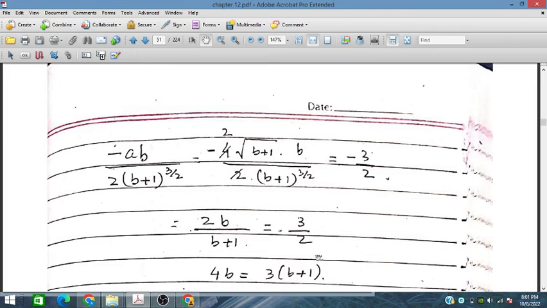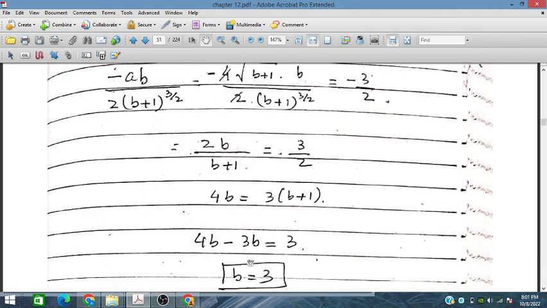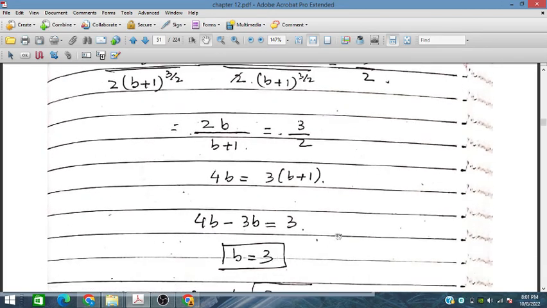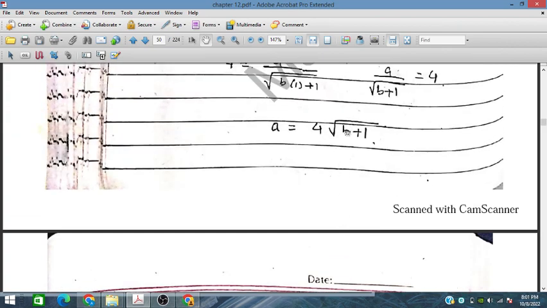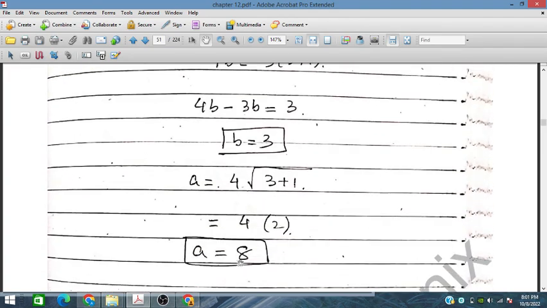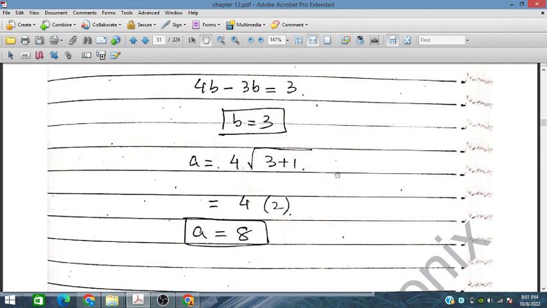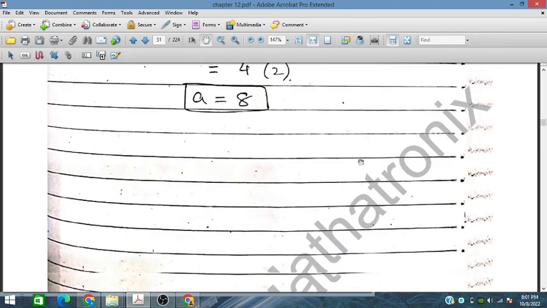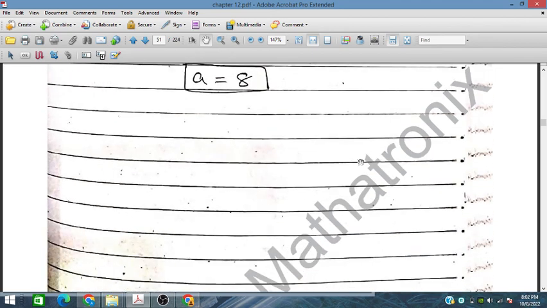On simplification, eventually b is obtained as 3, and this value of b is placed here to get the value of a. So we have obtained the value of a, and these were our required values. And in the next section we will cover 12.3.